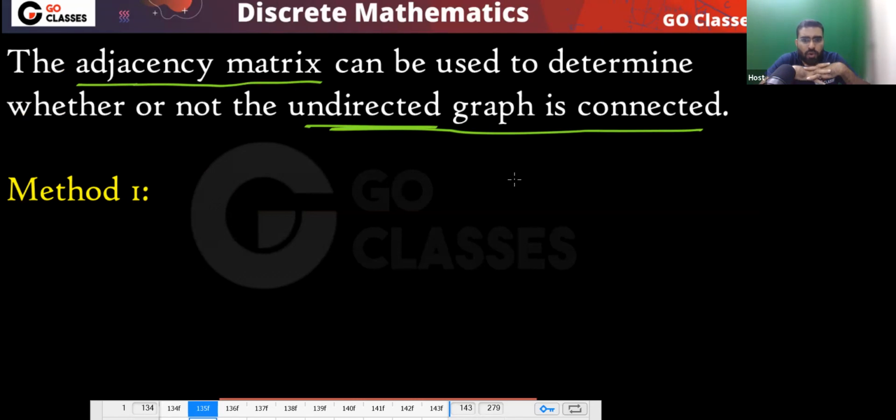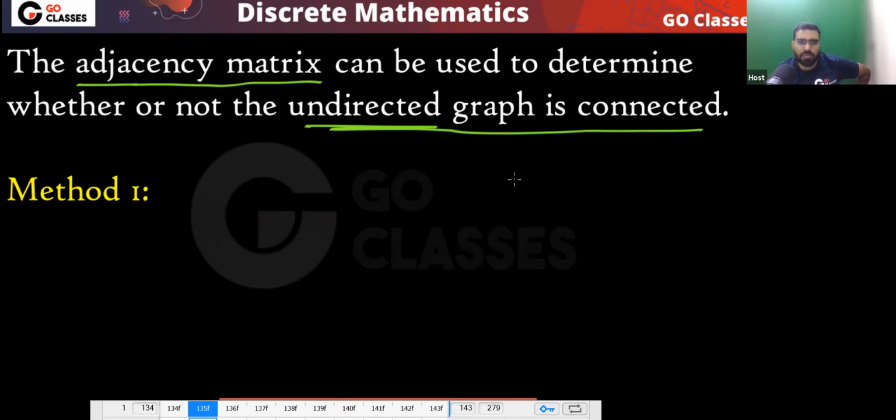Mavit, in the adjacency matrix, if you don't have all entries as one, can I say it is disconnected? No, that is not correct. Tell me, how can you use the adjacency matrix to determine whether an undirected graph is connected or not?